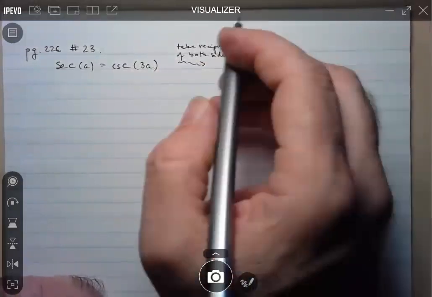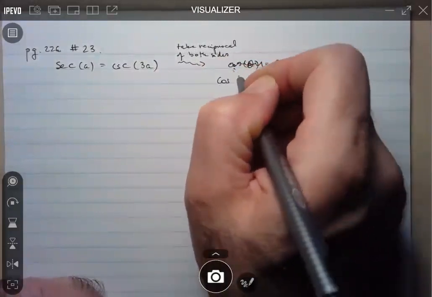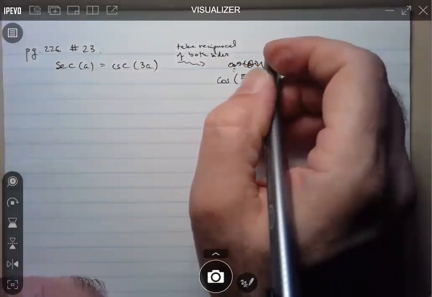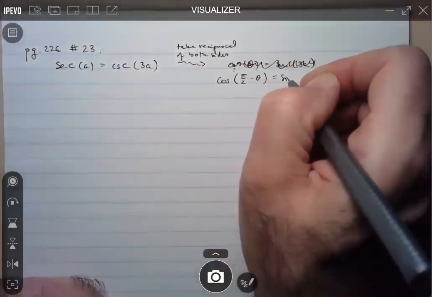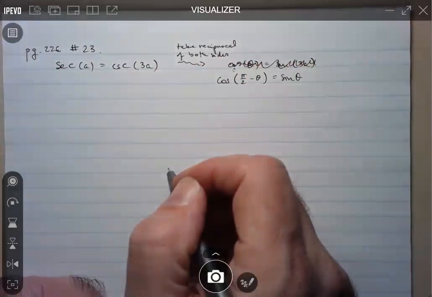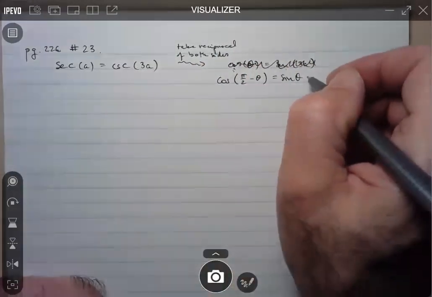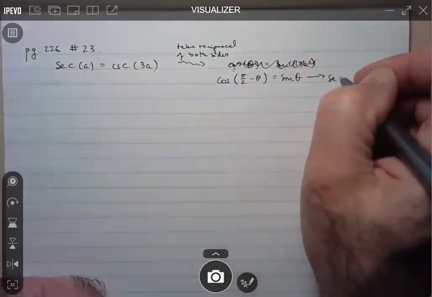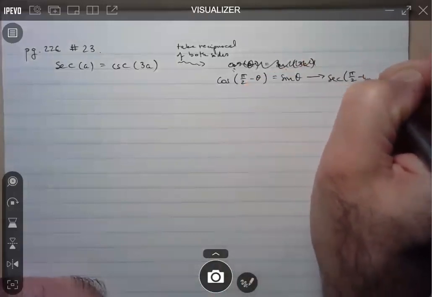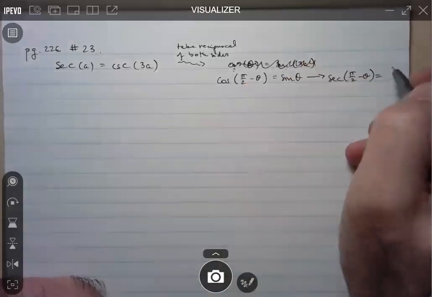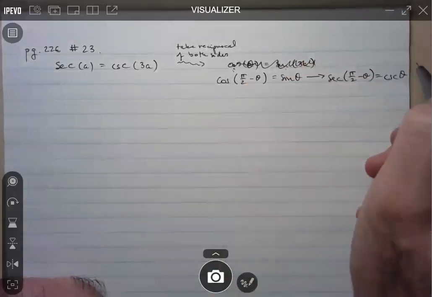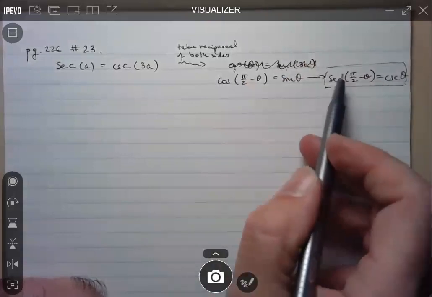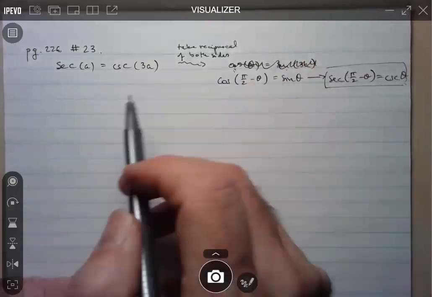And what I see on my formula sheet is that cosine of pi over 2 minus theta is equal to sine of theta. There's one of them. And if I take the reciprocal of this, what do I get? Well, 1 over cosine is just secant of pi over 2 minus theta, and the reciprocal of the other side is cosecant of theta. So this would be a valid identity that's going to help me solve this problem.